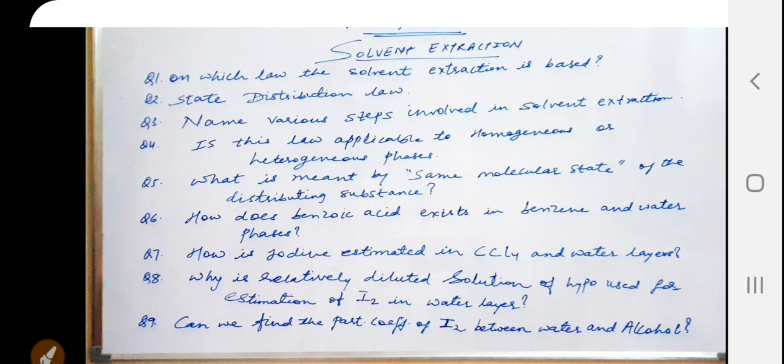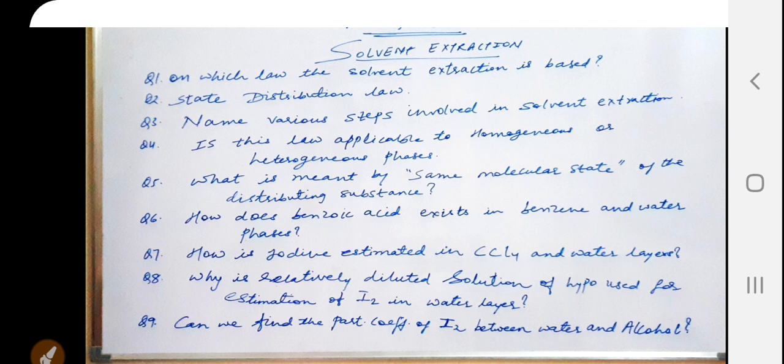Check out the sixth question there. How does benzoic acid exist in benzene and water phases? Benzoic acid exists as a dimer. So two molecules of benzoic acid combine together in the benzene phase, whereas it exists as a single molecule in the water layer.